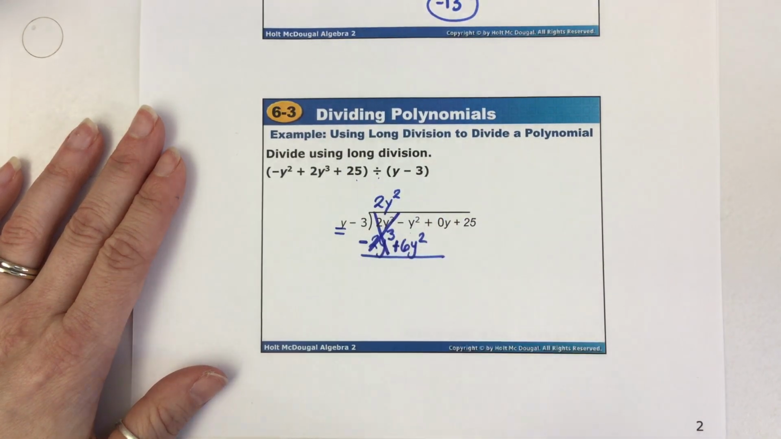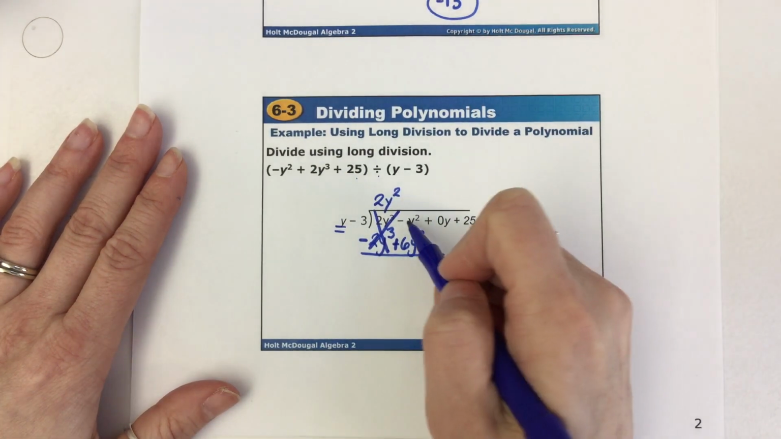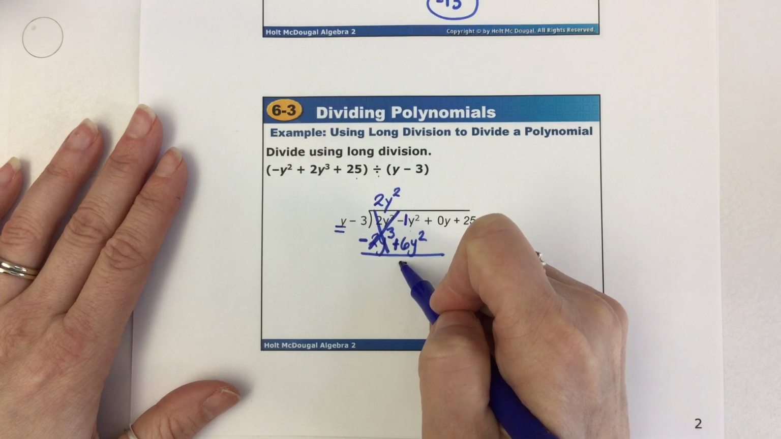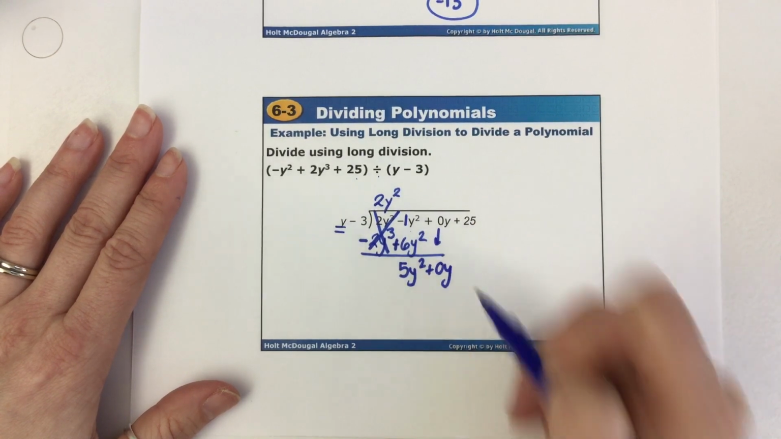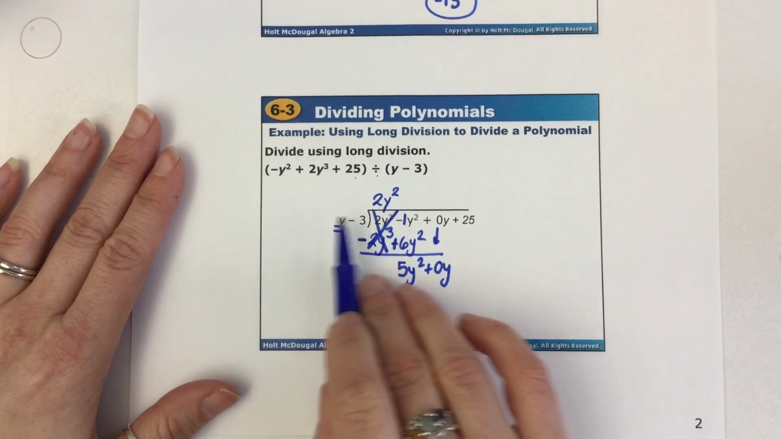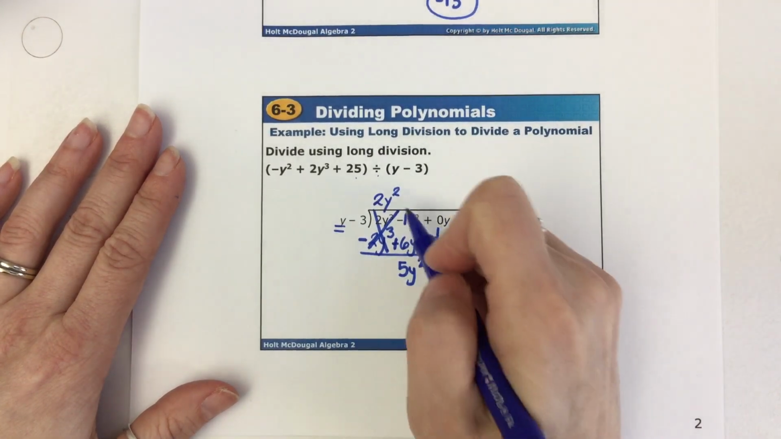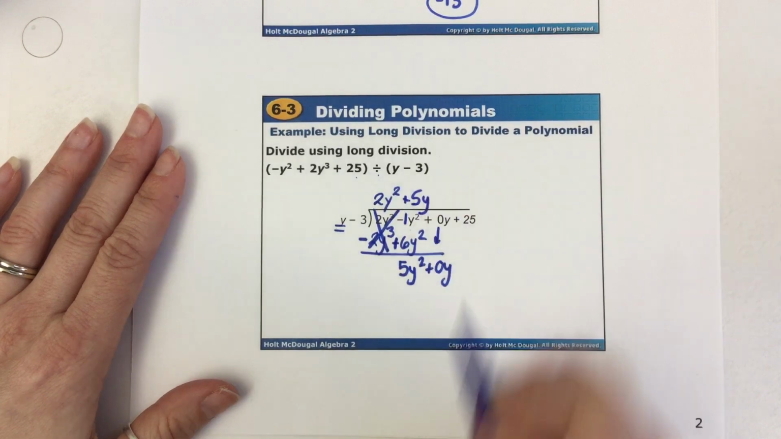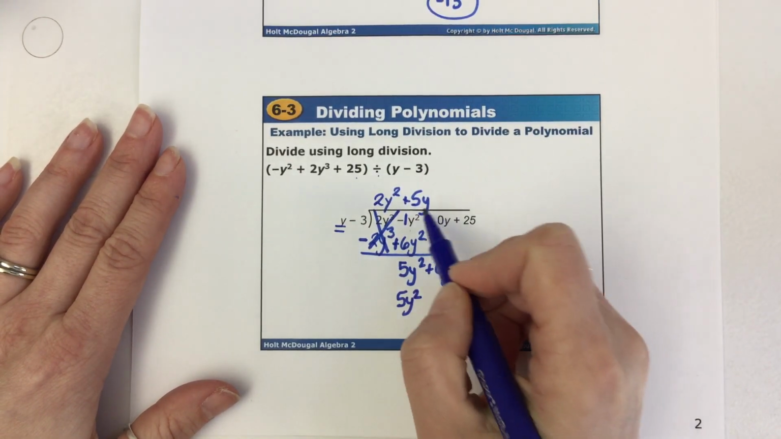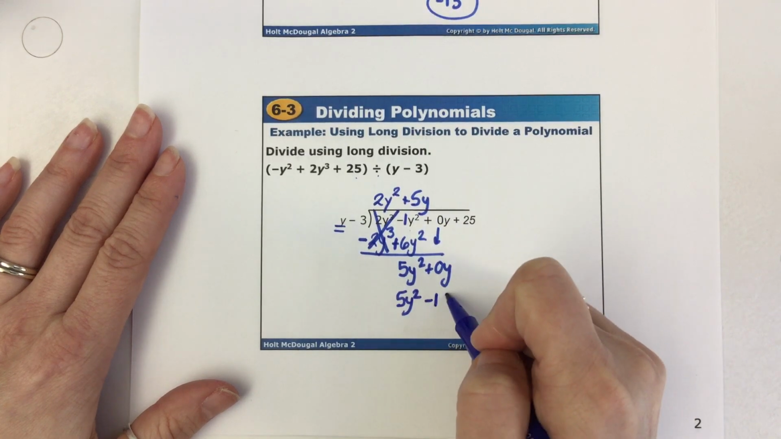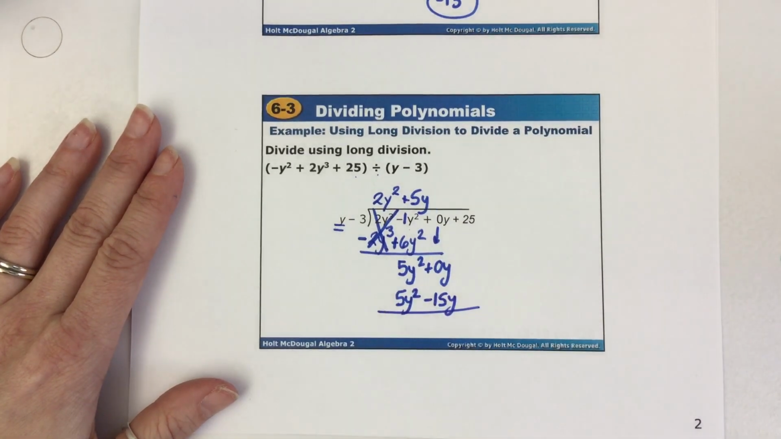2y cubed, negative 2y cubed cancels. Negative 1y squared plus 6y squared is 5y squared. Carry down the next term, start again. To turn y into 5y squared, I need a 5 and I need one more y. 5y times y is 5y squared. 5y times negative 3 is negative 15y.